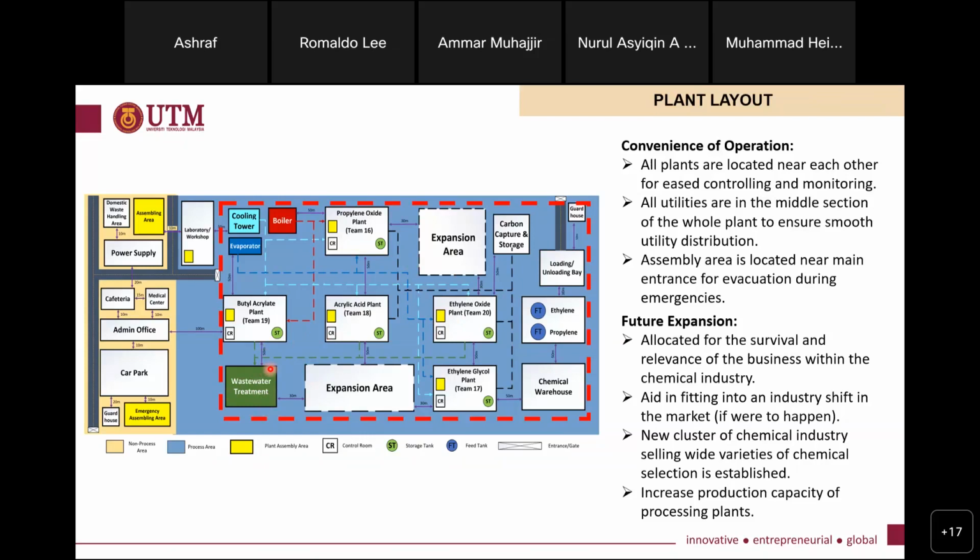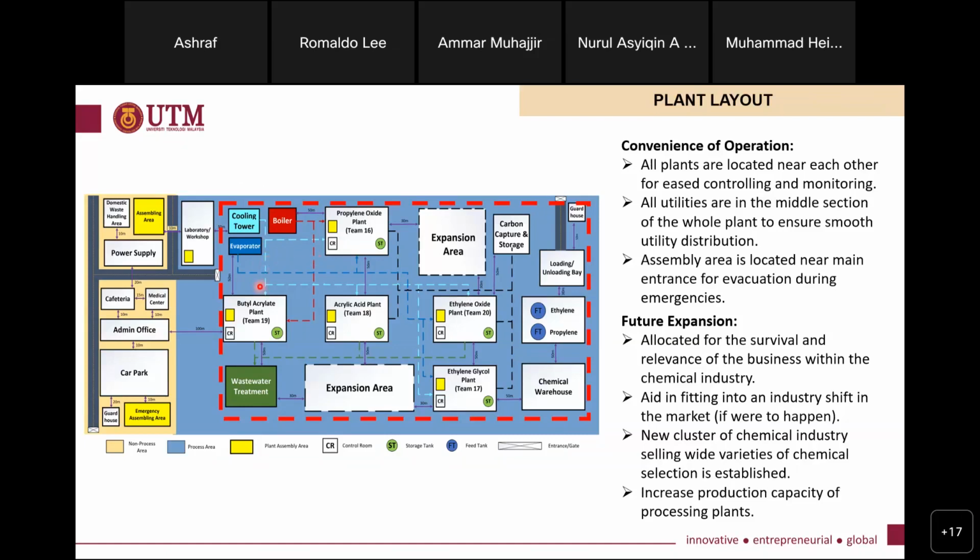And all teams will utilize the cooling water, and teams 16, 20, 17 will use the steam from the evaporator. The core utilities are located near the plants that require them the most. The boiler system is located nearest team 16 and team 19 since only these two require it.